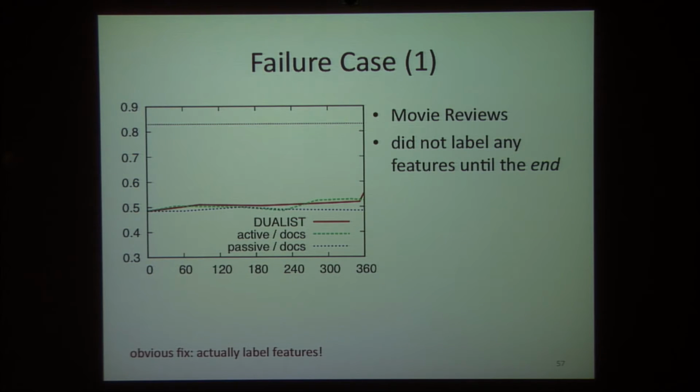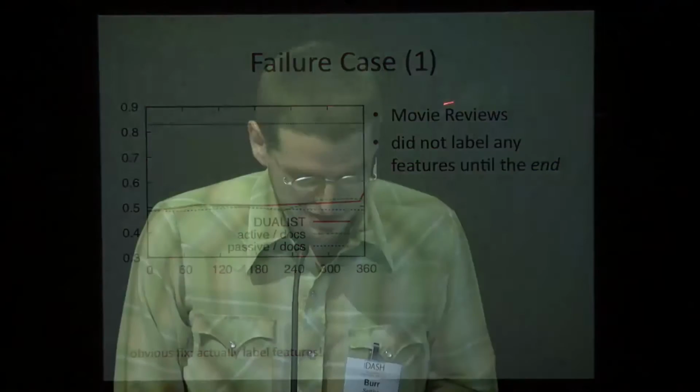So an interesting failure case, this is from the movie reviews corpus. This particular user didn't label any features until right there. And so you can see just right before time ran out, a spike in accuracy. So the lesson here is: actually label features.